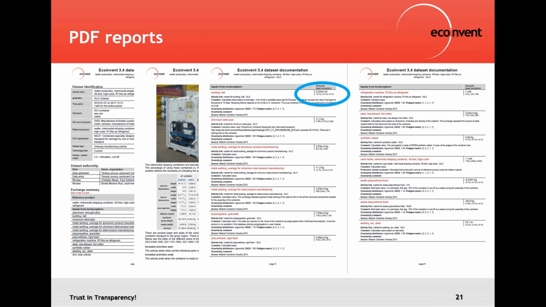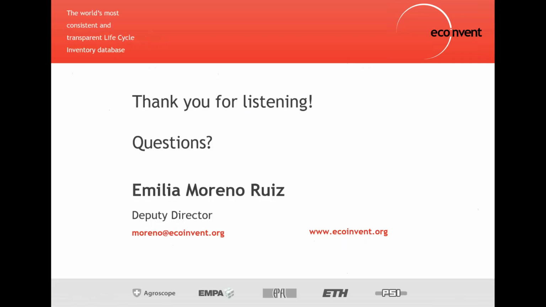You can download the PDF reports from EcoQuery, as we have seen, but also directly from SimaPro, as I believe will be shown very nicely in the demo. And with that, that's all on my side. I'm happy to take more questions now or later.